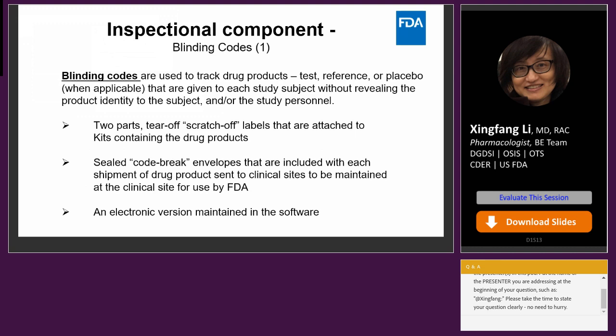Now I would like to talk about the blinding code. Blinding codes are used to track drug products, test, reference, and placebo when applicable, given to each study subject without revealing the product identity to the subject or the study personnel. There are different formats of blinding code. There is a two-part tear-off, scratch-off label attached to the kit container. There are sealed code break envelopes. There is also an electronic version maintained in the software.